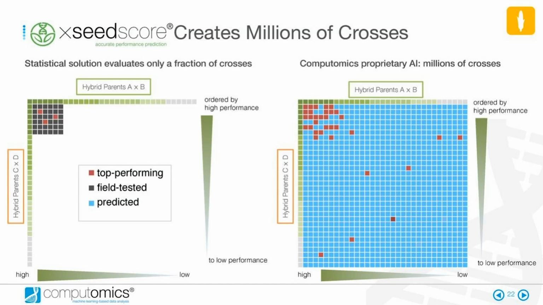The matrix on the right-hand side shows the exceed score approach. As we simulate the crosses between all parents, we dramatically increase the possibility to identify high-performing hybrids, and we can also identify cases of good special combining ability. The red crosses symbolize the top 10% of top-performing lines. And all the red squares outside of the upper left box are cases of good special combining ability.